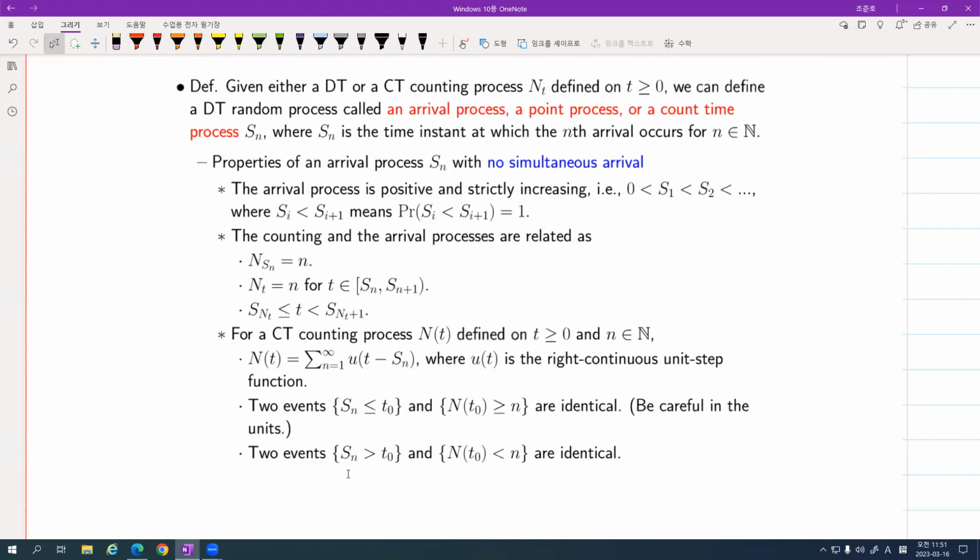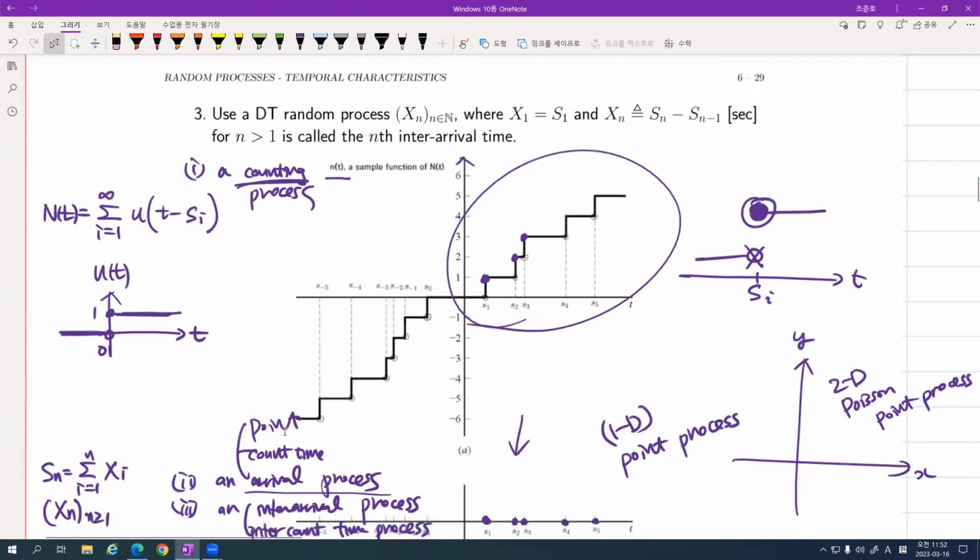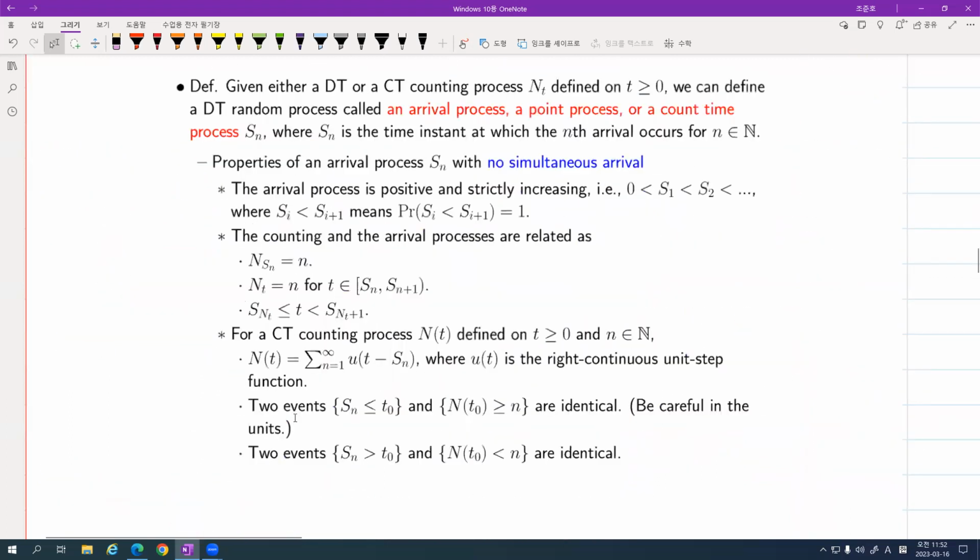And here come some, at first glance, confusing results. N of S sub n equals n. What does that mean? Whenever you see this type of equality, go back to this figure. Now this is N of S1. What does that mean? The first customer arrived and we defined the value as 1. N of S4 must be 4, right? N of S5 must be 5. N of S0 must be 0. N of S negative 1 must be negative 1 because it's right continuous. So this strange looking equality is correct. Got it?